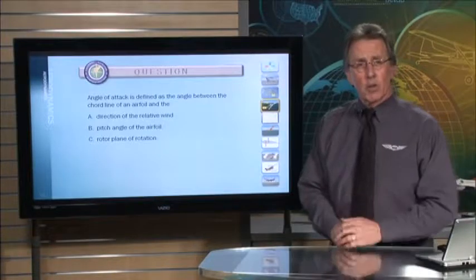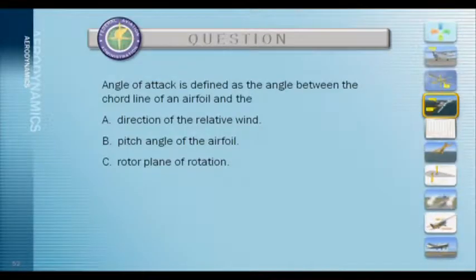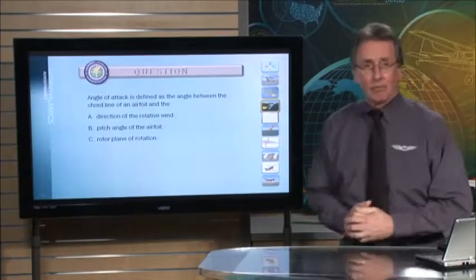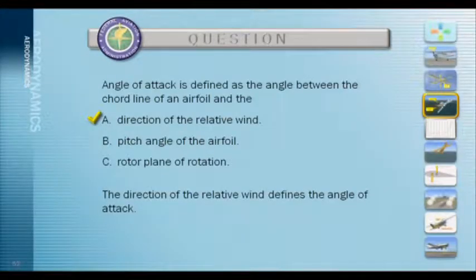Okay, let's consider a question now regarding the angle of attack. Our question is, angle of attack is defined as the angle between the chord line of an airfoil and the... Give you a little time here to consider the possible answers. Okay, you have your answer? Of course, we know it's A. The direction of the relative wind defines the angle of attack.